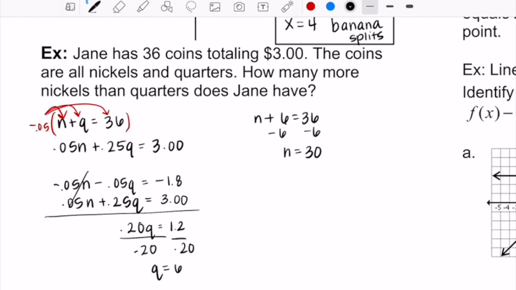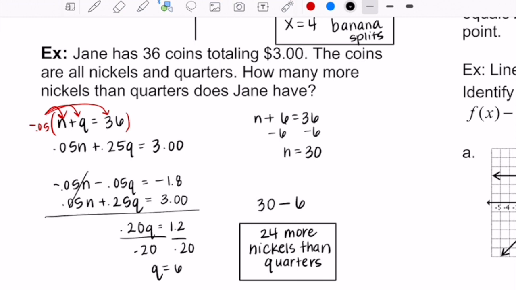So she has 30 nickels in the bank. She has 6 quarters in the bank. How many more nickels than quarters does she have? Well, to answer that question, we'll take the number of nickels she has and we'll minus the number of quarters that she has. And so here we'll conclude that she has 24 more nickels than quarters.